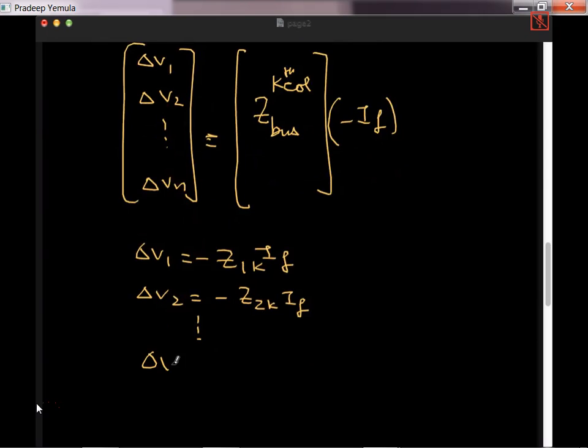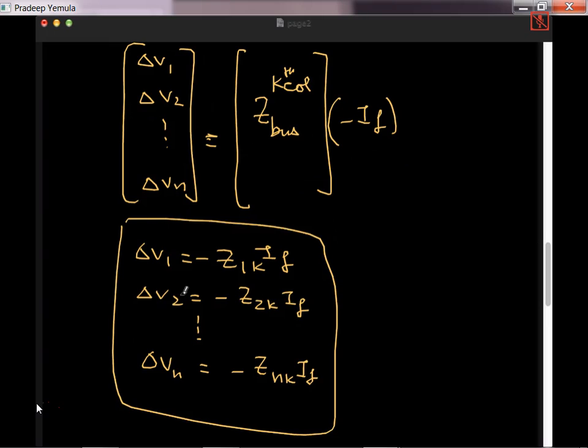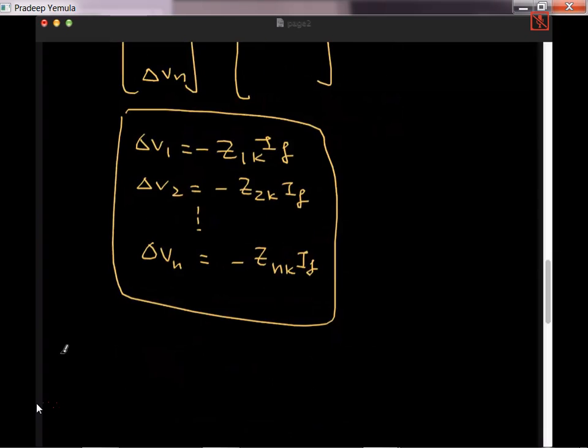Delta Vn will be minus Znk into IF. This is an important formula. To know the change in the voltage, you just multiply that column of the impedance matrix with the fault current and you can get it. So if you have the bus impedance matrix, I can find out the changes in the voltages. That is the summary, or the conclusion of our analysis or derivation of the last 10 minutes.